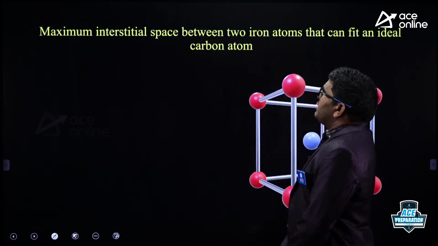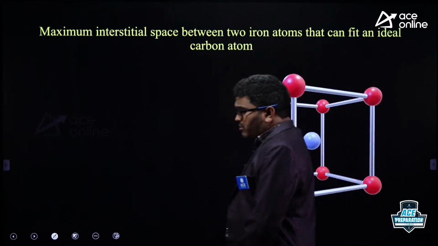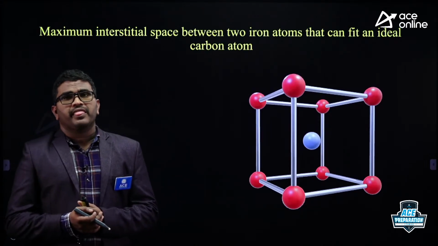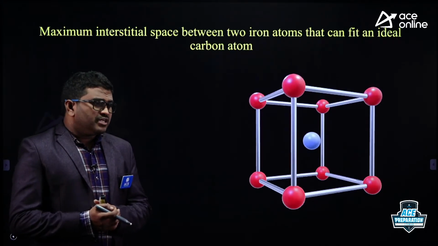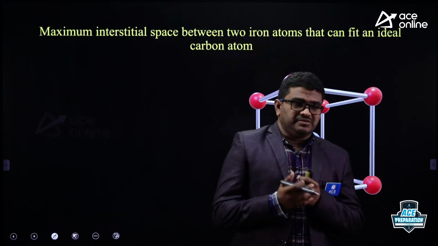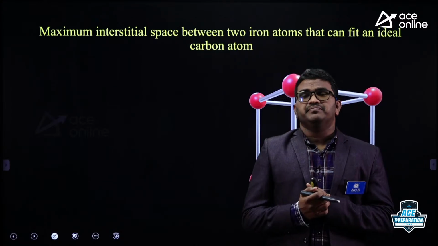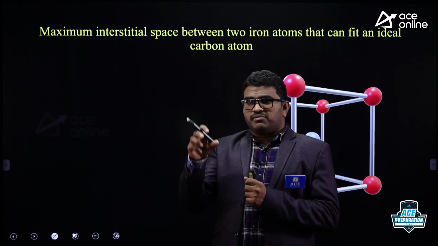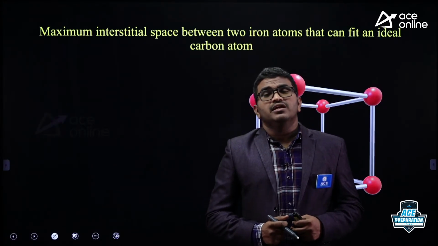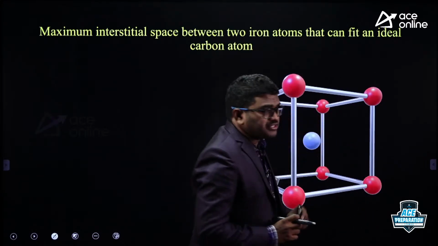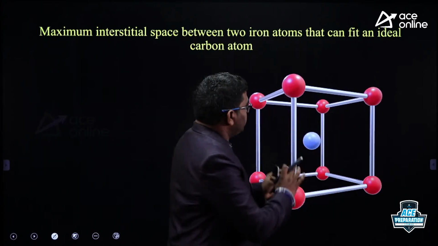Next, another important point. The maximum interstitial space between two iron atoms that can fit an ideal carbon atom. Now listen carefully. At room temperature, the crystal structure of iron is BCC. So, if we add carbon to the iron, where is the carbon atom going to be present at room temperature? The carbon atom is present between the edges, because in a BCC structure, two corner atoms are not touching. This is a BCC structure.